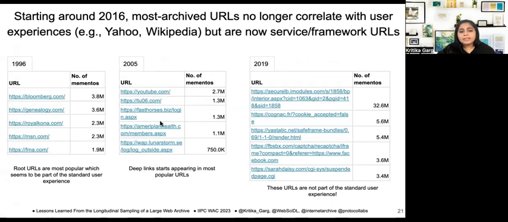In 2005, the deep link starts to appear in the most popular URLs. We see both sorts of URLs, like youtube.com and deep links, unpopular deep links like ameriplanhealth.com/members. In 2009, all the top well archived URLs we see are service or framework URLs such as this captcha of facebook.com, which are not part of the standard user experience.